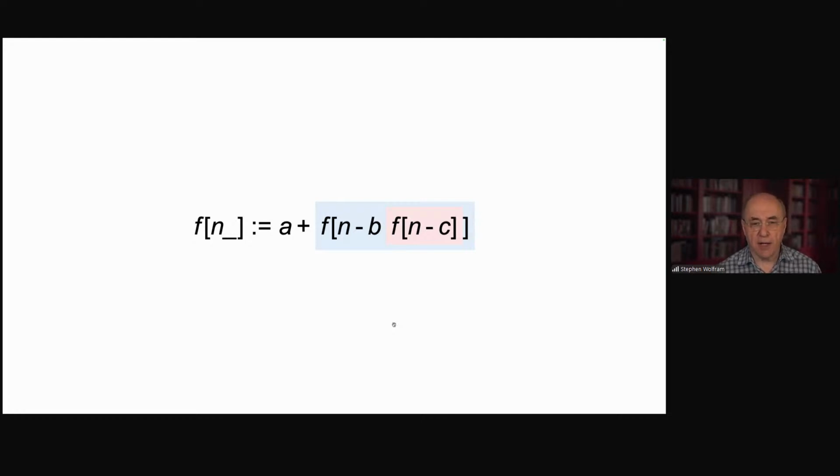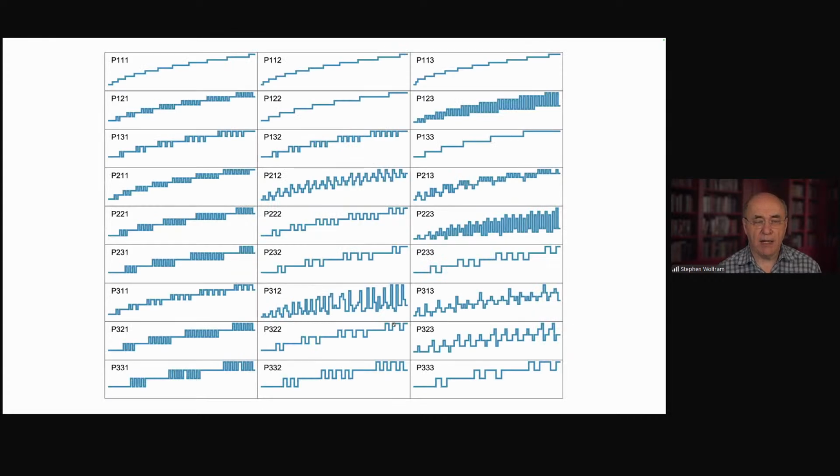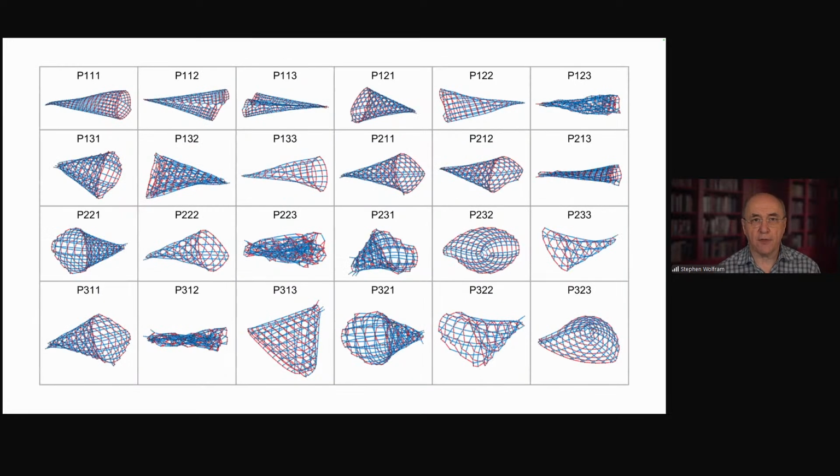And here's the behavior of some other P, ABC type sequences. And here are the evaluation graphs for those sequences, those recursive definitions. P312 is the first kind of seriously complex example.